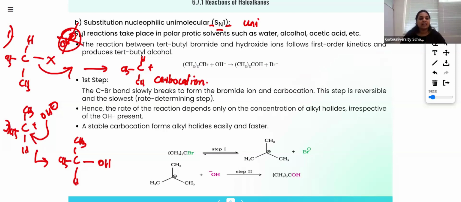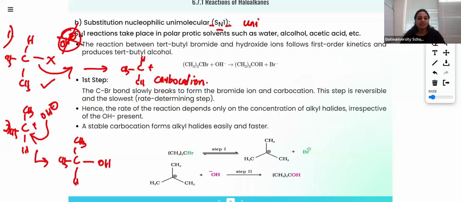So the rate of the reaction depends on the slowest step. That is the first step. So here the rate of the reaction depends only on the concentration of the alkyl halide we are taking. So this is a unimolecular reaction. Okay, so here we have two possibilities. In the SN2 reaction, the product has only one configuration, that is inversion. Whatever the configuration of the reactant, the opposite will be for the product.